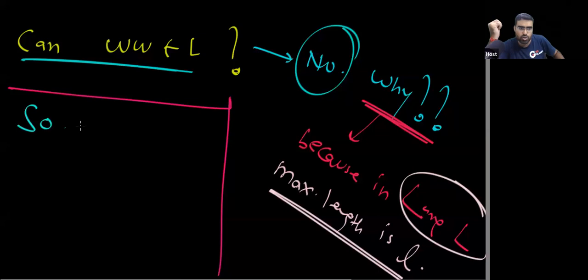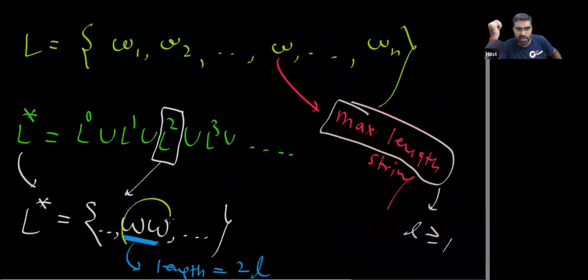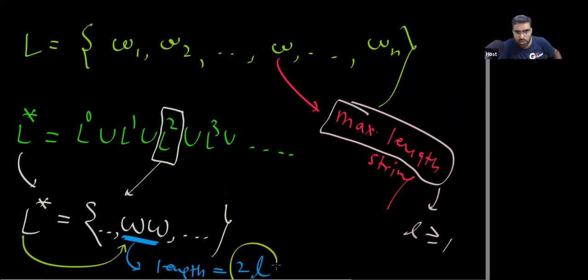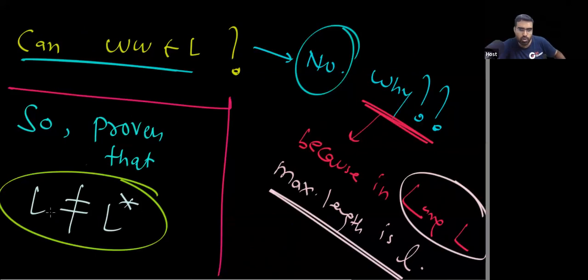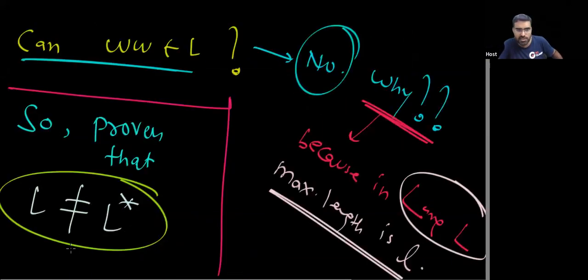So finally, we have proven that definitely L is not the same as L star. Yes or no? Because L star contains this string whose length is 2L, but this string does not belong to L. So this string does not belong to L, but belongs to L star. So I can say that L is not the same as L star. Did you understand the proof?